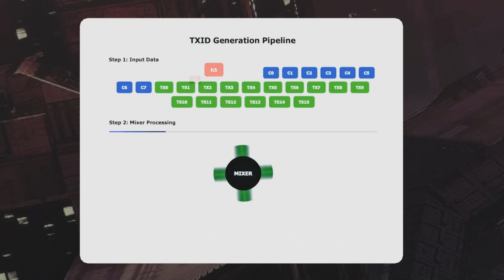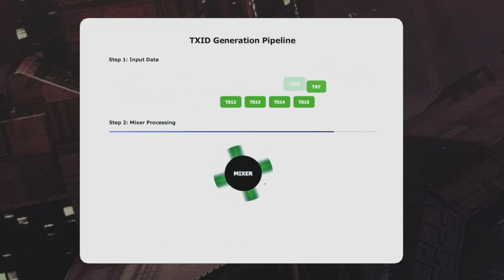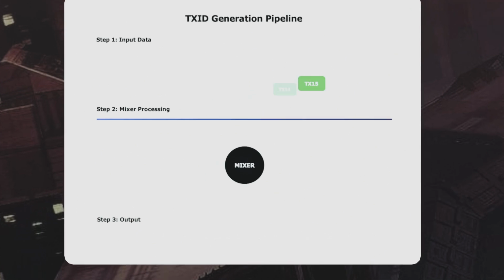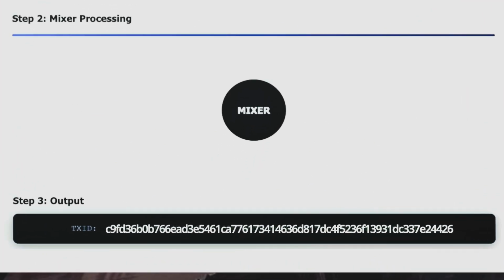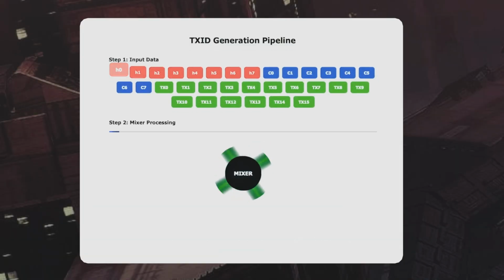Think of transaction hashing as converting a recipe into a unique fingerprint. No matter how long or complex your transaction data, Blake-256 produces a consistent 256-bit hash that serves as the transaction ID. Let's dive into this hashing process.